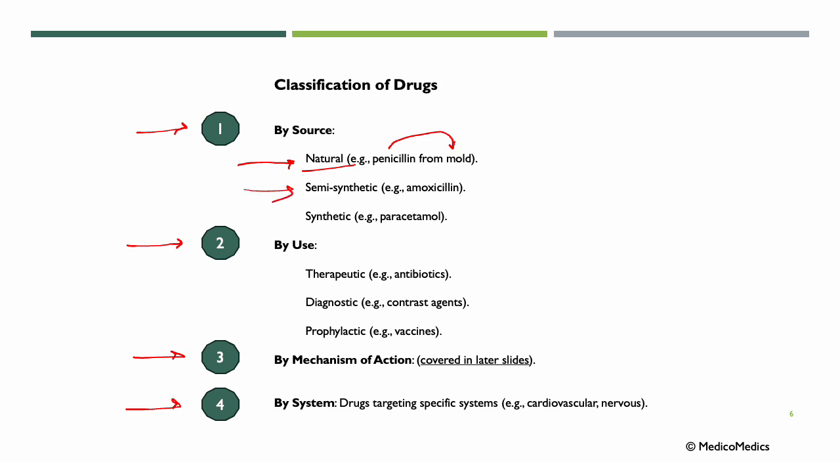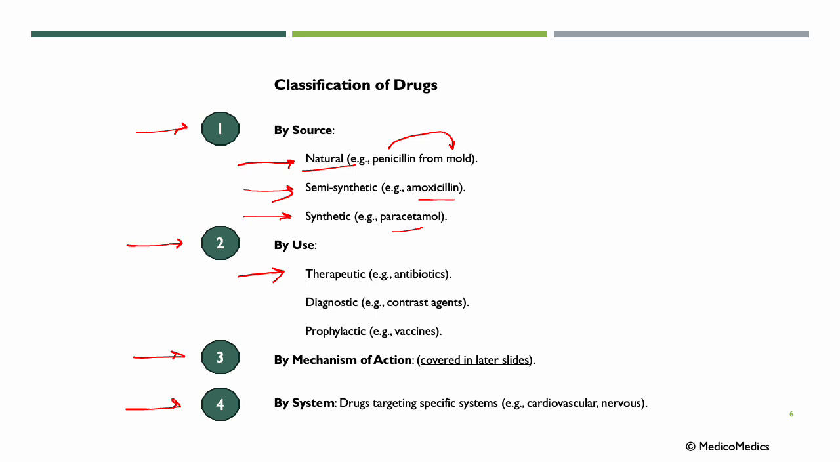If it's semi-synthetic, like amoxicillin, here these are drugs initially derived from natural sources but chemically modified in the laboratory to enhance their properties, such as having increased efficacy or reduced side effects. Synthetic drugs like paracetamol. These are drugs entirely manufactured through chemical synthesis, with no direct natural source, designed to mimic or improve natural compounds. Then we have the classification by use.